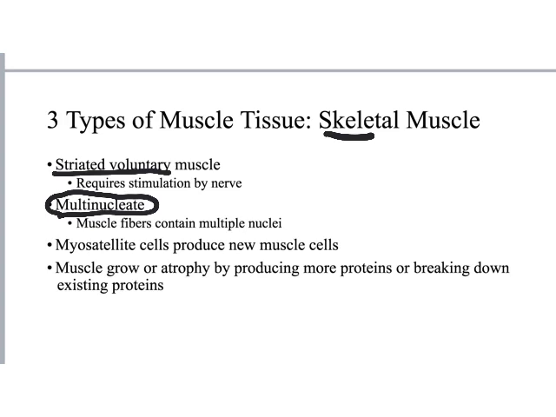The stem cells in muscle are going to be called myosatellite cells. So we talked about how each tissue has its own type of stem cell. So myosatellite cells are the muscle stem cells. And then muscle growth and muscle atrophy, or the loss of muscle bulk, really has more to do with the proteins that are present inside the muscle cells.